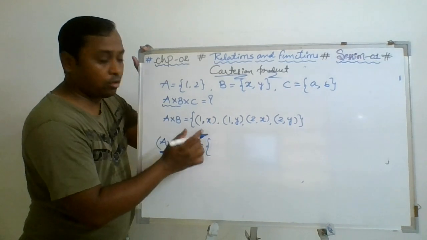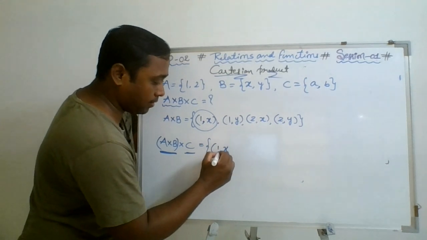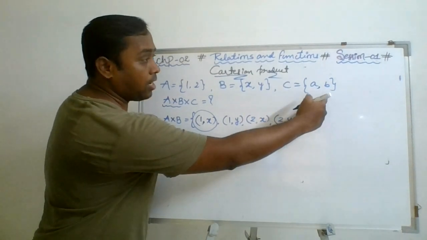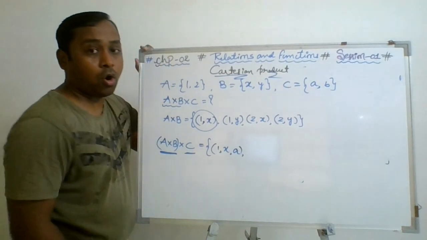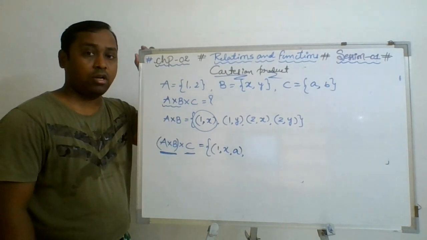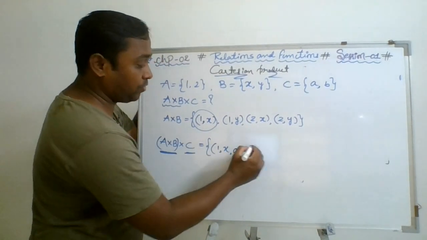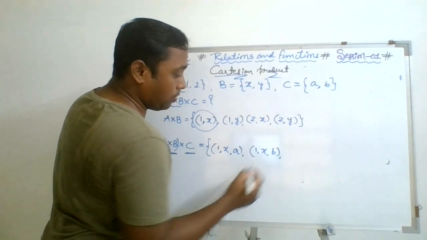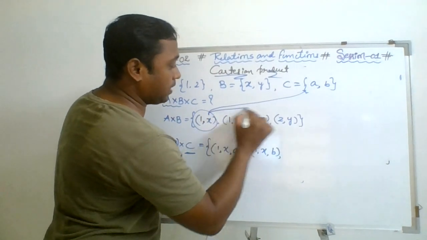What is the first element of A cross B? The ordered pair. This is the first element. So I will take (1, x) as the first element, and the second element is from set C. What does set C have? a, b. So I am taking the element from set C. So this will become an ordered triplet because there are 3 elements, hence it is called an ordered triplet. In a similar way, I again take the first element (1, x), which can be combined with the element b. So from this first element, I can pair in 2 ways.